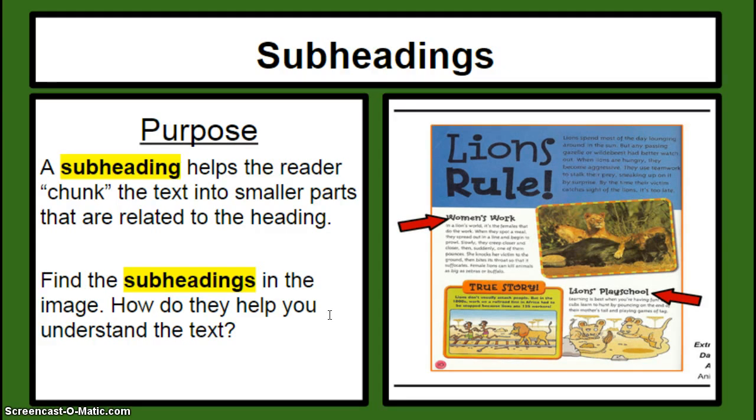Find the subheadings in this image. How do they help you understand the text? Talk to your partner about how these two subheadings, Women's Work and Lions Play School, help you to understand what this text will be about. Pause the video while you have that conversation. Okay, so now let's go ahead and apply what we learned about subheadings to our very specific text here, Living Off the Land.